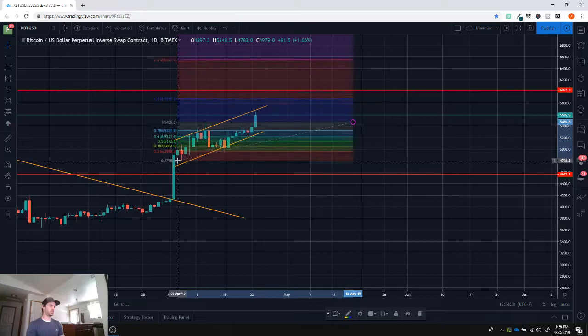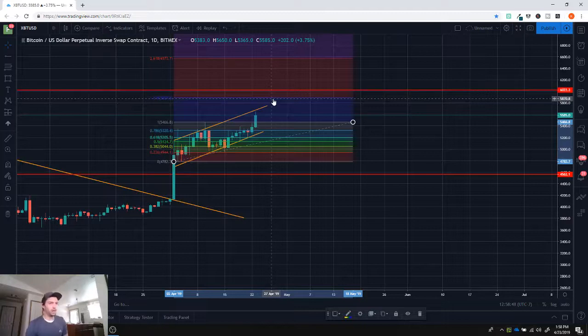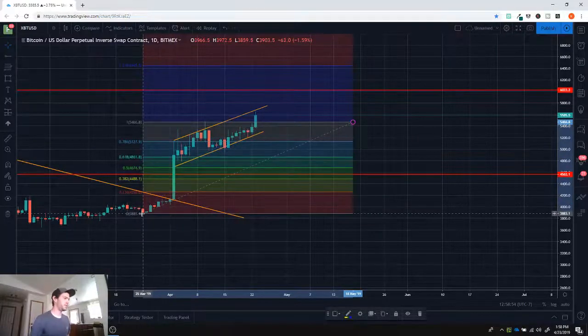Here, looks like we had a pretty decent retracement off of this channel. Now we're looking to make higher highs. Our local top I'm seeing here is around 58.76. And the 6K mark is going to be really tough for us to break. So you guys keep an eye on BTC.